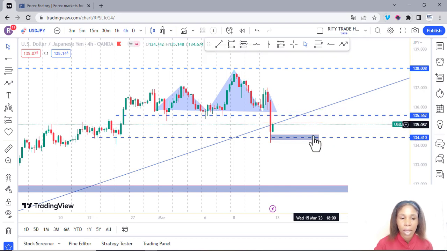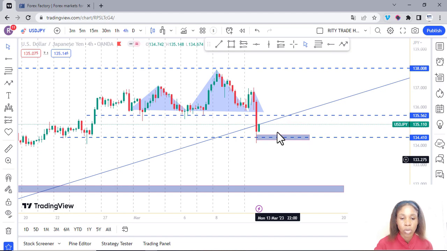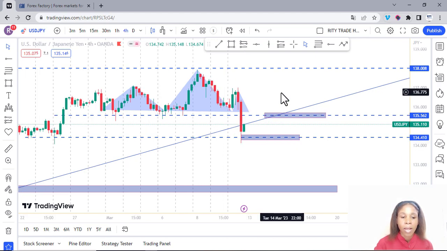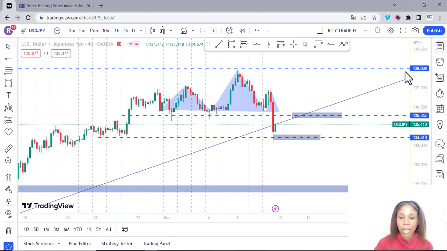So guys, that's a quick overview of the USDJPY. I'm looking to short this pair from this zone. So when price comes back to this level, guys, I'm writing it down. So that's a quick look at that. Let's proceed to the next pair.